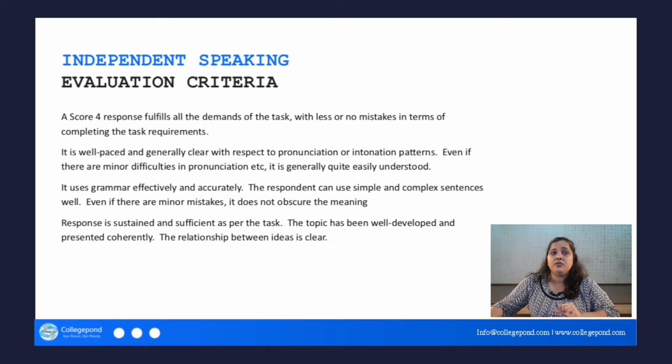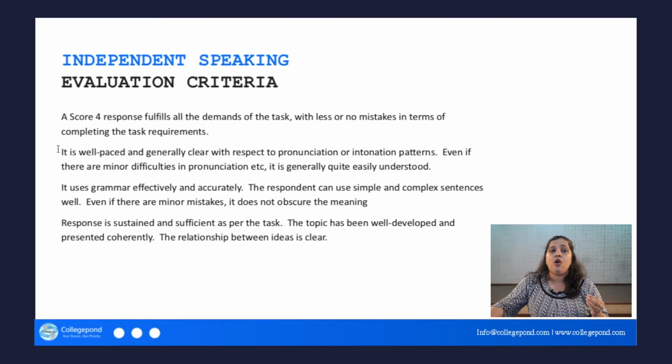If you want to score a 4 on your speaking independent section, what you need to do is you need to fulfill all demands of the task. What does that mean? You have to develop the topic well. You should complete it within 45 seconds, not even 1 second extra. And you should have little or no mistakes in terms of completing the task requirements, which means that you should be able to follow all these things that I'm going to talk about now.